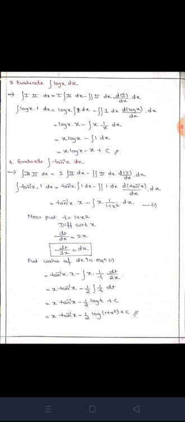Now put the value of dx in the above equation, that is equation number 1. So what you are going to get? Tan inverse of x into x minus integration of x into 1 upon t, because 1 plus x square we have taken as t, and the value of dx is dt divided by 2x.